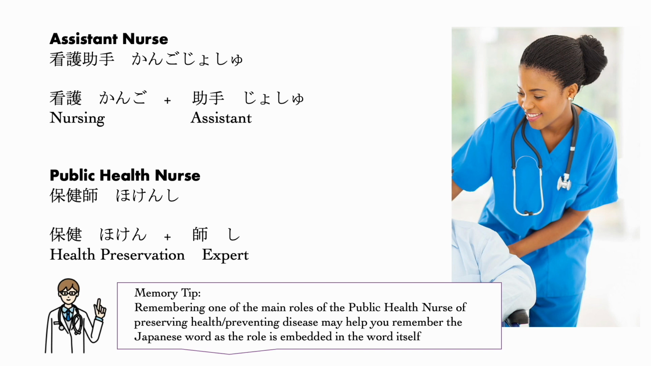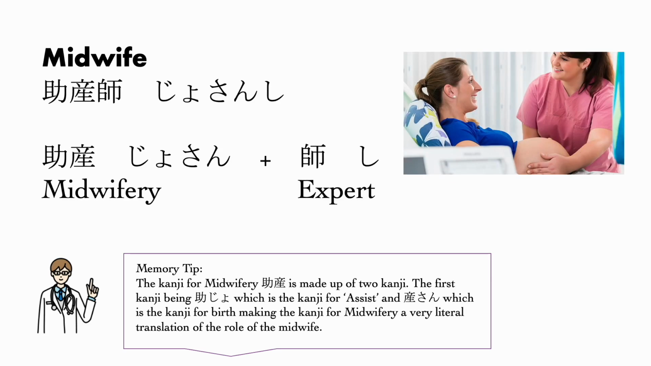And just a tip: remembering one of the key roles of a public health nurse, which is to prevent disease and preserve health, may help you remember the Japanese word, as the role of the position is embedded in the word itself. Also, breaking up the kanji for hoken may help. The first kanji, ho, is often used for words meaning preserve, and ken is the kanji for health, as seen in the word kenko, which is the word for health in Japanese.